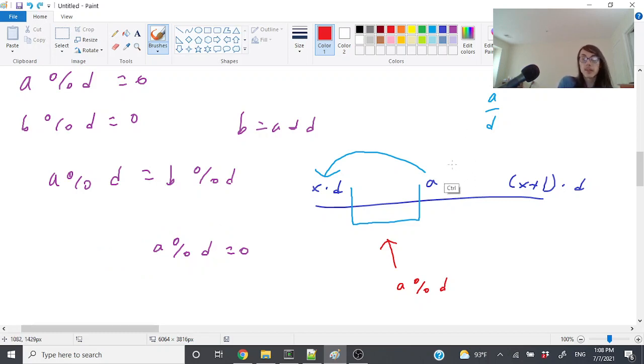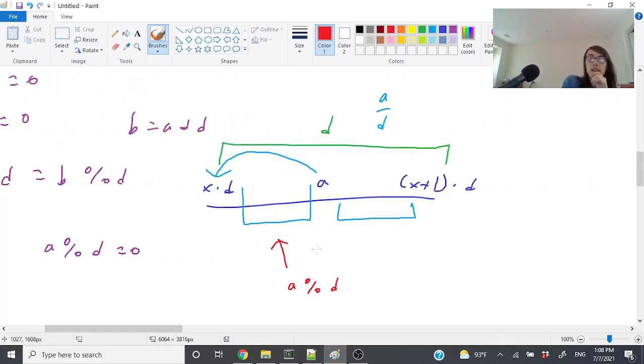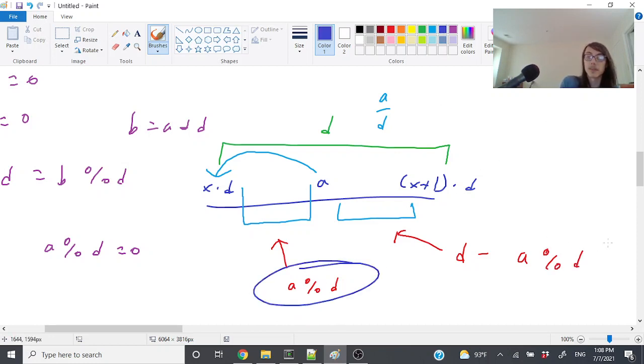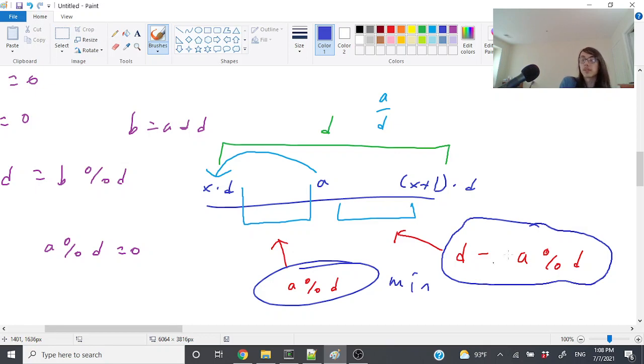Or we can go up, and the distance here, because we know this gap is d, is everything that's not this part of a mod d. So this is d minus this a mod d, and this is the other cost. So the answer then is the minimum of these two. Right. So that's the number of operations.